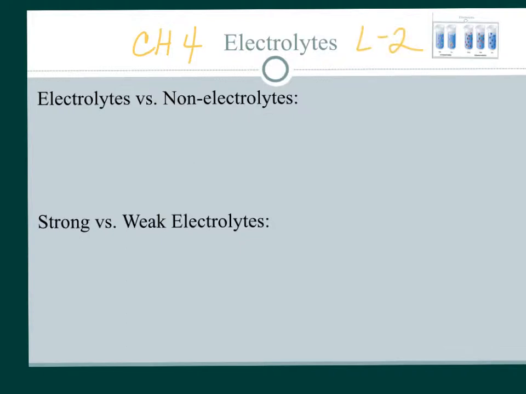Okay, so this is Chapter 4, Lesson 2, and today we're going to talk about electrolytes, and then we're going to talk about precipitation reactions and solubility rules.